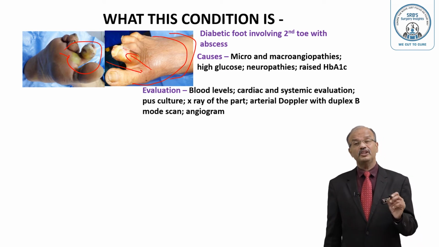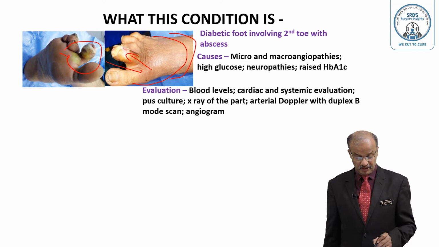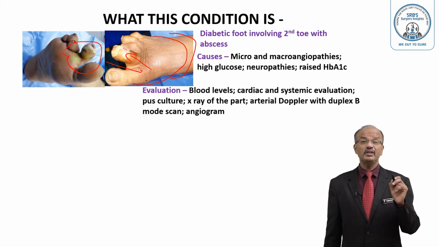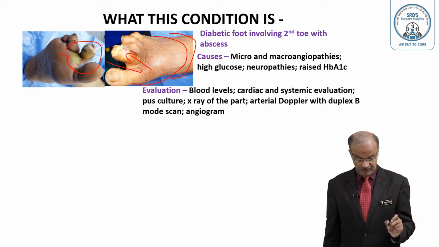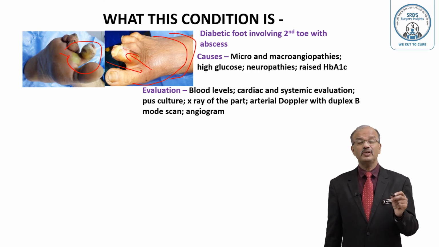Assessment in this patient includes blood count, blood sugar, HbA1c, glycosylated hemoglobin, very important. Sometimes there is nephropathy, so serum creatinine level estimation, and X-ray of the part for osteomyelitis. If pus discharge is there, pus culture, and arterial Doppler with B-mode duplex scan. That's important. And angiogram, CT dynamic angiogram you can do. And if you want to do some intervention, conventional angiogram.